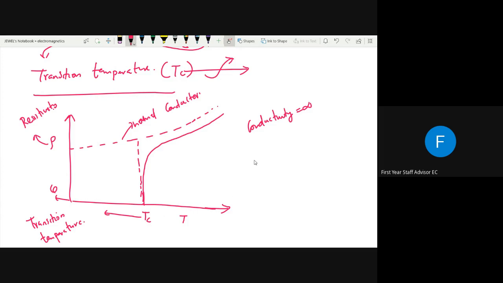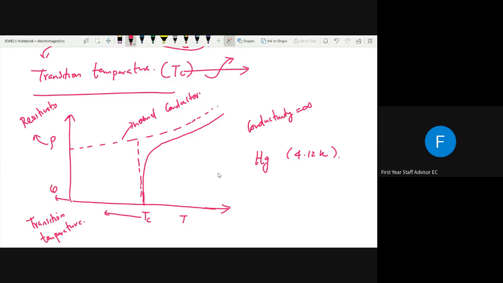For example, for the material Hg, mercury, the transition temperature is 4.12 Kelvin. 4.12 Kelvin is the transition temperature of mercury. That means if mercury is cooled beyond 4.12 Kelvin, it will become a superconductor.